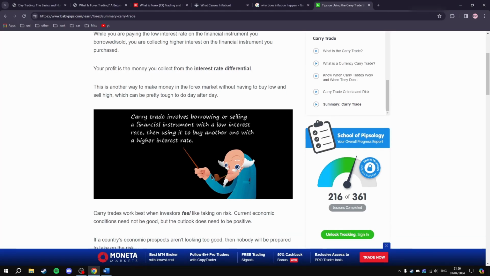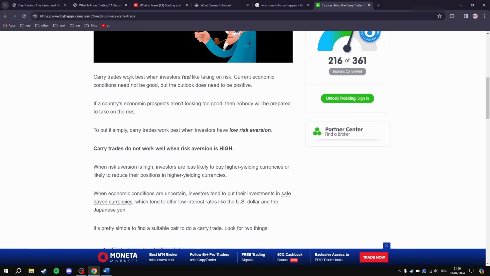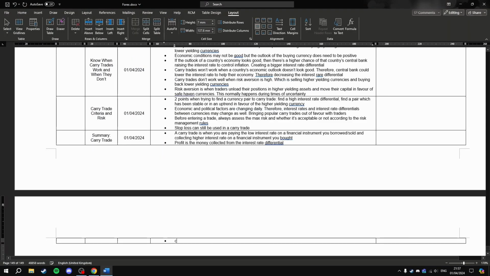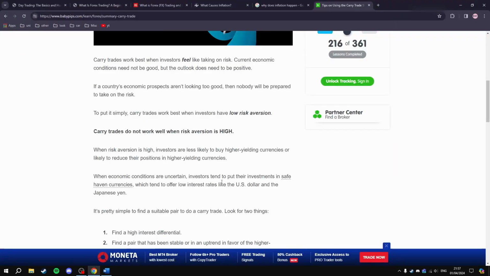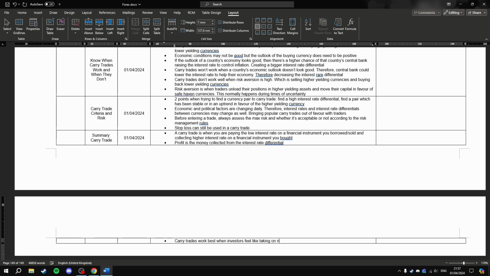This is another way to make money in the Forex market without having to buy low and sell high, which can be pretty tough to do day to day. Carry trade involves borrowing or selling a financial instrument with a low interest rate, then using it to buy another one with a high interest rate. Carry trades work best when investors feel like taking on risk. Current economic conditions need not be good, but the outlook does need to be positive.